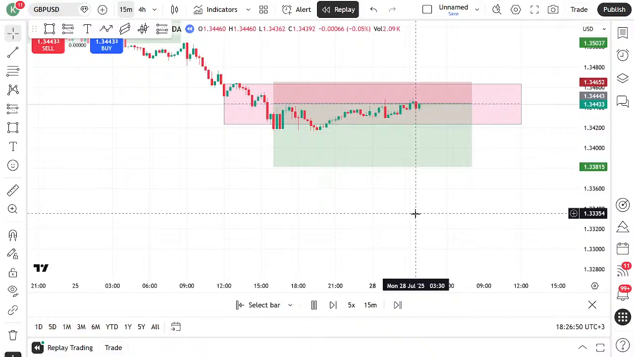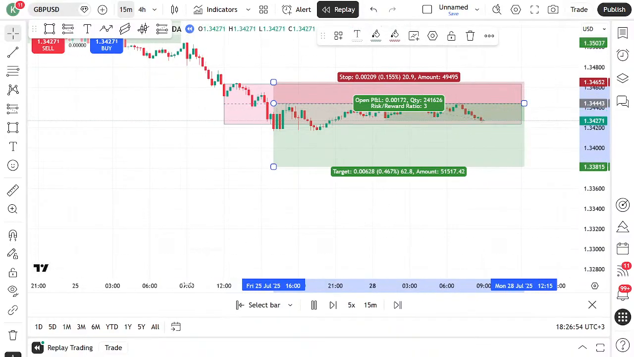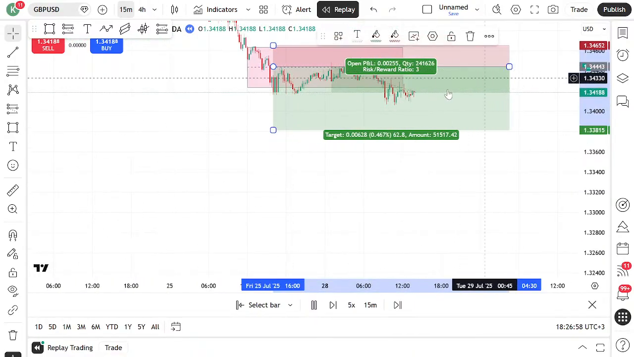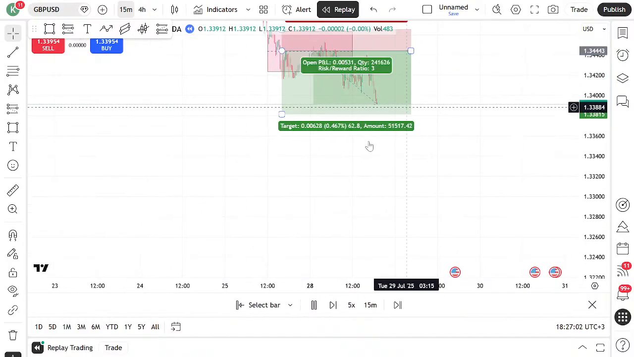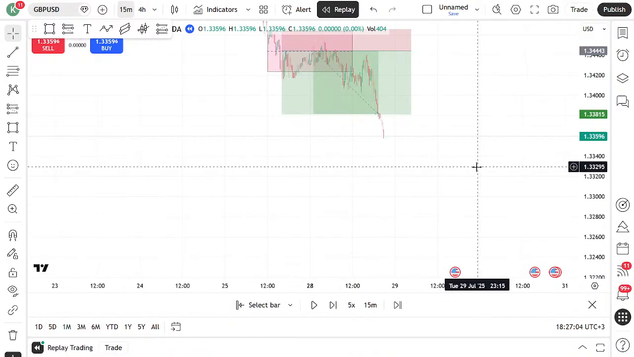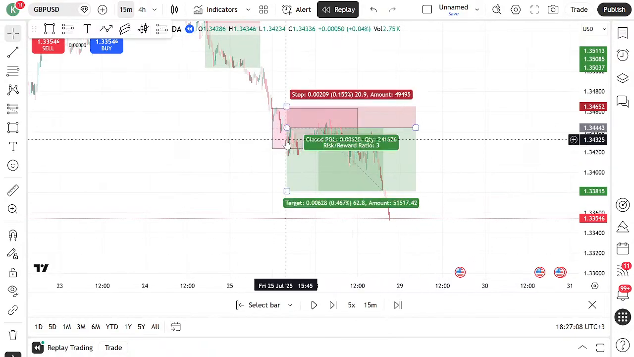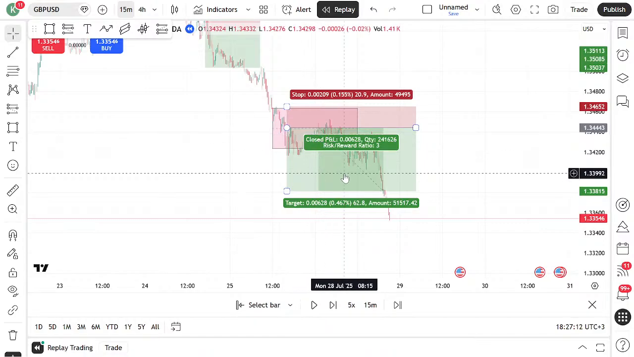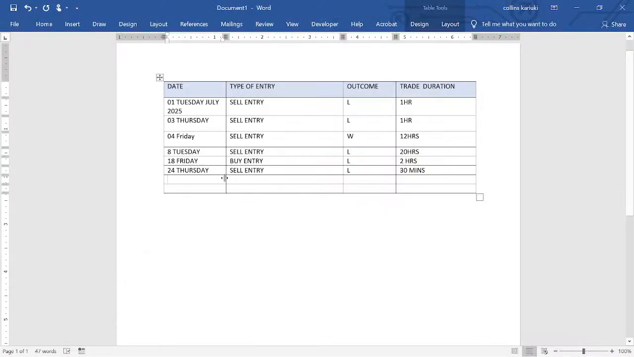So we are triggered. We are in the trade. We are in the trade, guys. And let's see how this trade plays out. Good. So we had a TP. So the trade was taken on actually Monday. So this was taken on Monday, 28th.